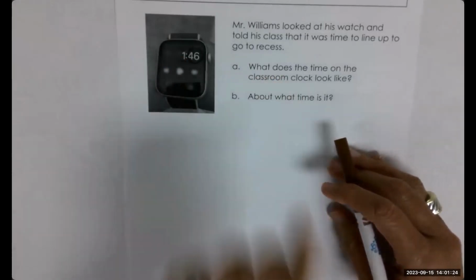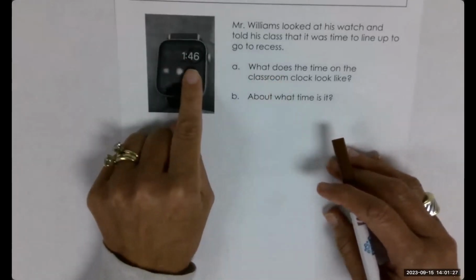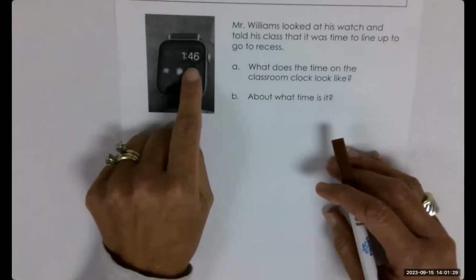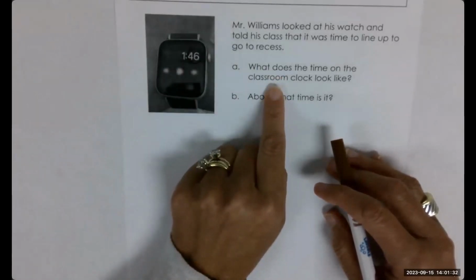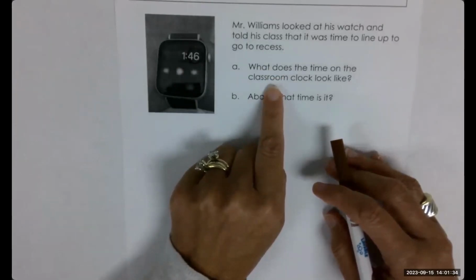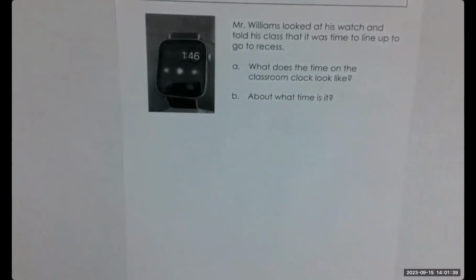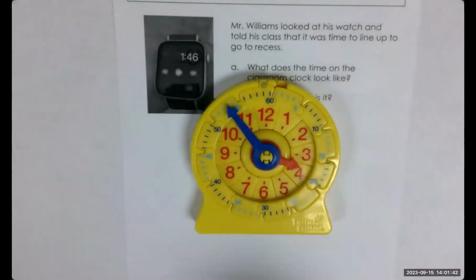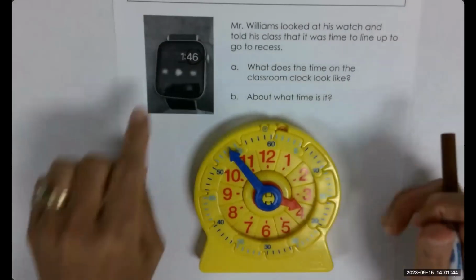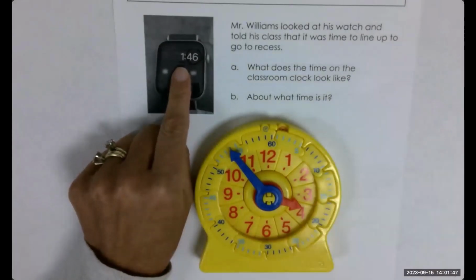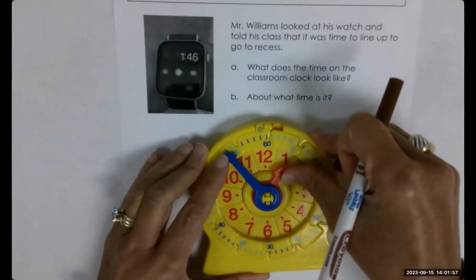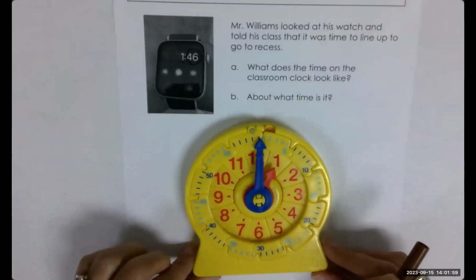So let's look at part A here. So we know what time Mr. Williams's watch says. It says it's 1:46. The first thing we are being asked to do is figure out what does the time on the classroom clock look like. We are going to use our number line clock here. And the first thing I tell my kids, going back to what are the different units of time, hour is the one they have to deal with first. I always have them set the hour first. So we know this is 1 o'clock. I am going to position my clock so that it shows 1 o'clock.